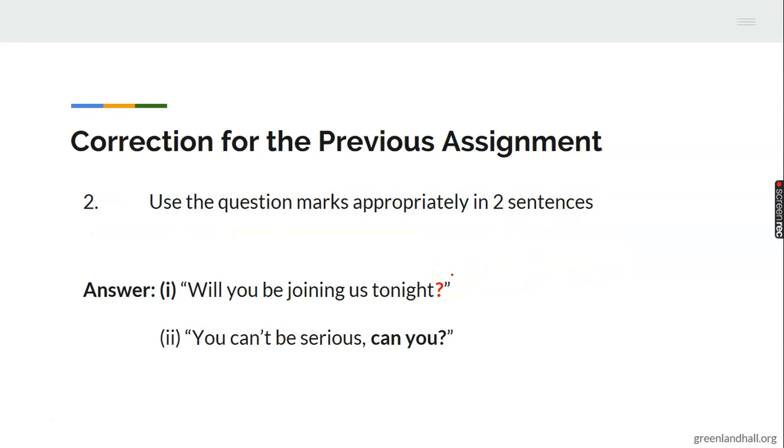The next one, use the question marks appropriately in 2 sentences. I have done that in my answer here. Will you be joining us tonight? I've made use of the question mark. You can't be serious. Can you? I've done that here using question tags, and I've placed my question mark at the back of it.